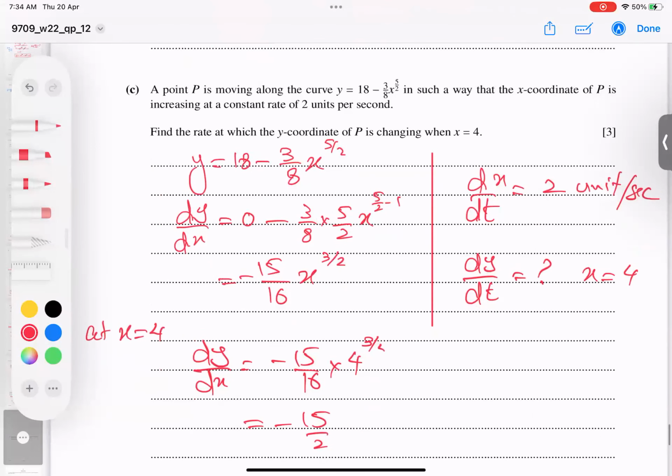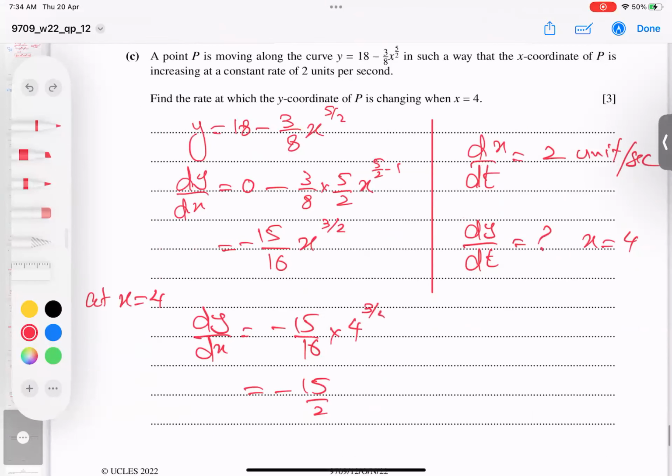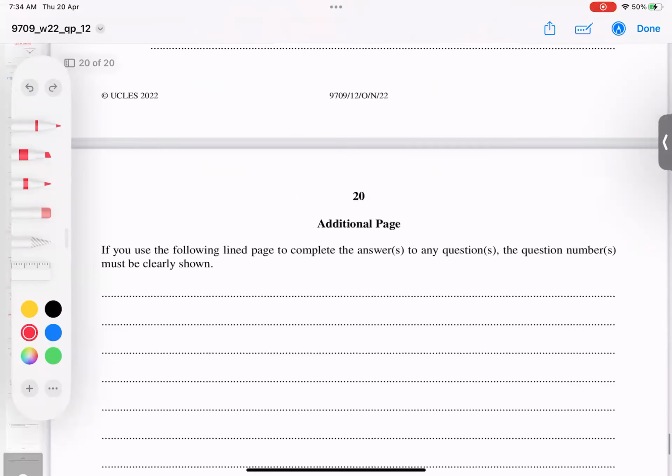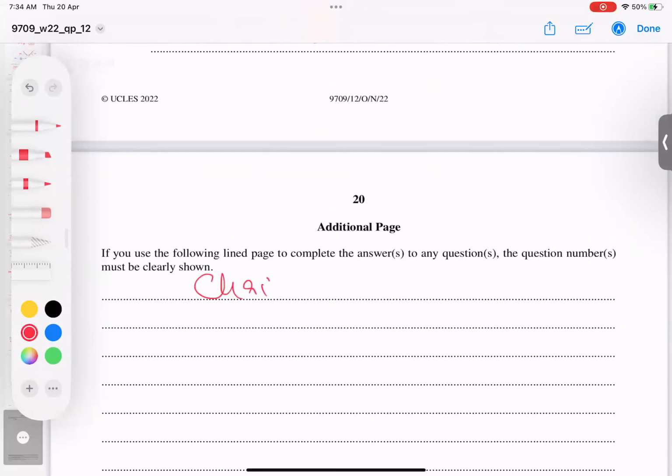But how to find it? How can we find it when more than 2 variables are involved? How many variables are involved in this question? X is involved, Y is involved, and T. So when more than 2 are involved, we always use the rate of change formula. This is called the chain rule.